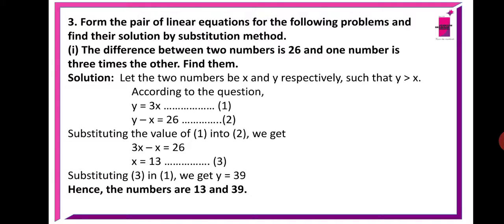So here I am taking y greater than x, then y will be equal to 3 times the second number. So y = 3x. The second equation is y - x = 26, because the difference between two numbers is 26. Now y = 3x, you can substitute in equation 2, you will get 3x - x = 26, 2x = 26 and x = 13. Here substituting x = 13 in equation 1, 13 threes are 39, so y = 39. So the numbers are 13 and 39.